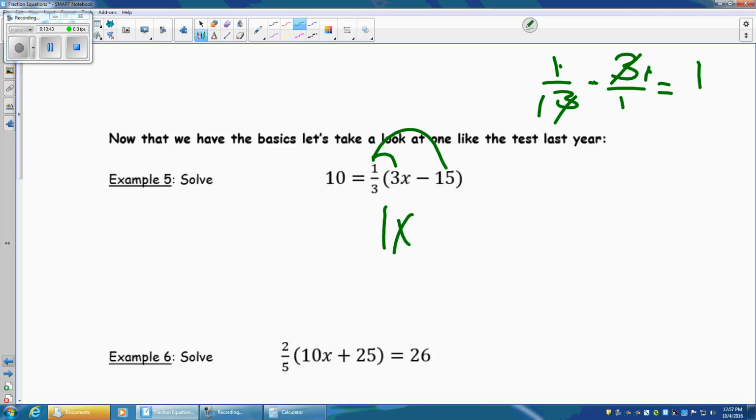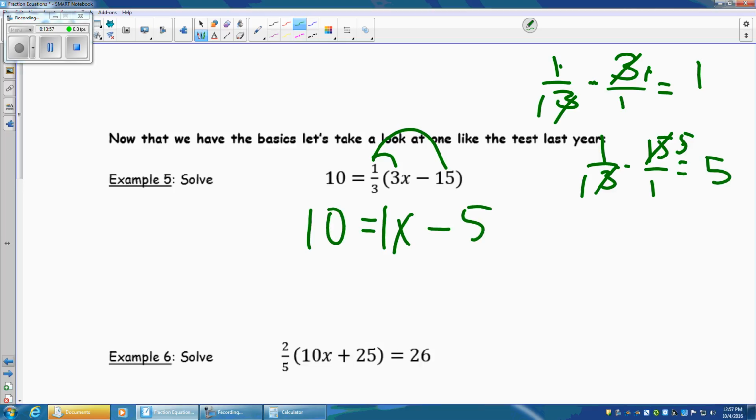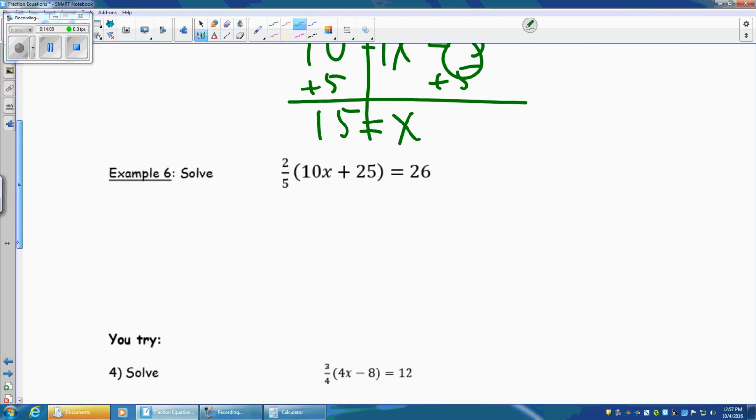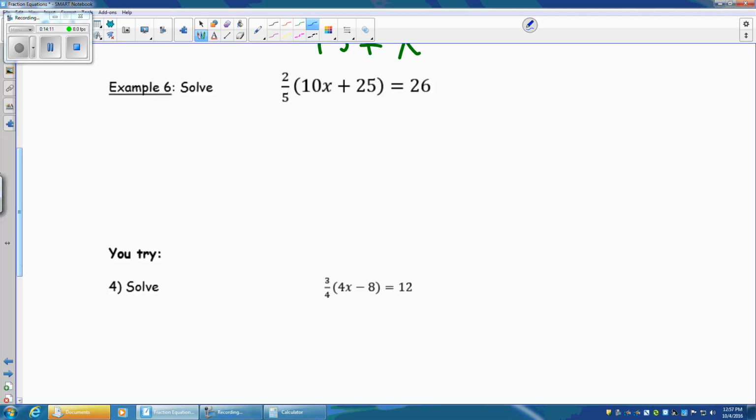Does anyone know what 1/3 times 15 is? I don't. So I'm going to go off on the side of my paper and do the same process here. 1, 5. 1 times 5 is 5. So now it's 1x minus 5 is 10. Add 5 on both sides. And I end up getting x is 15. All right? Let's do one more example because I can see how people could be confused by that.